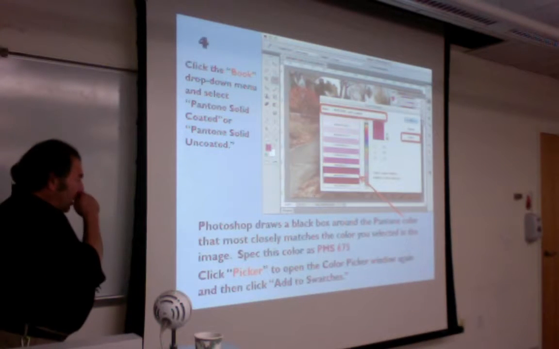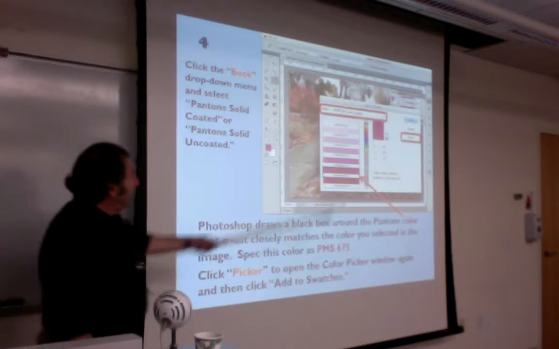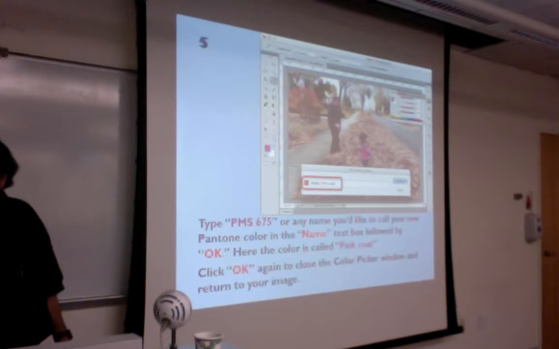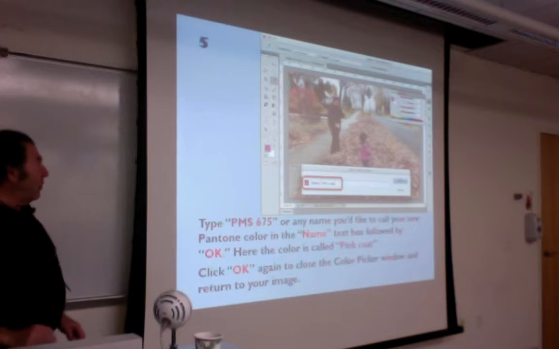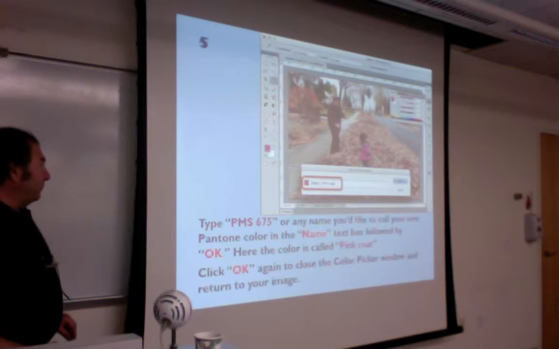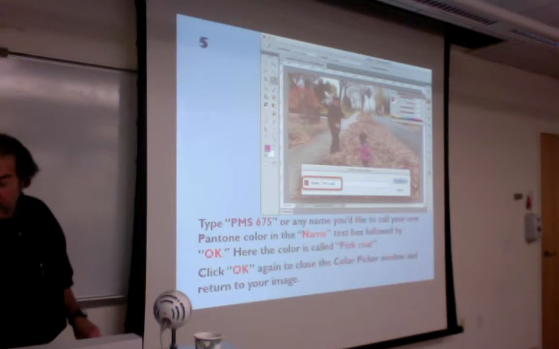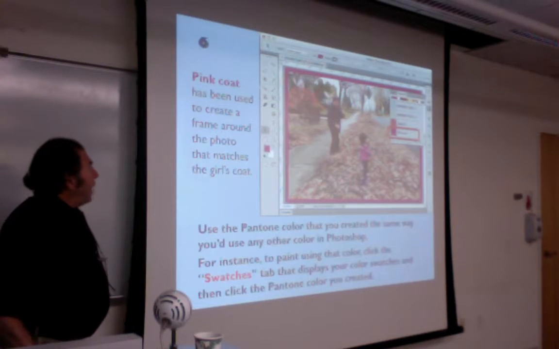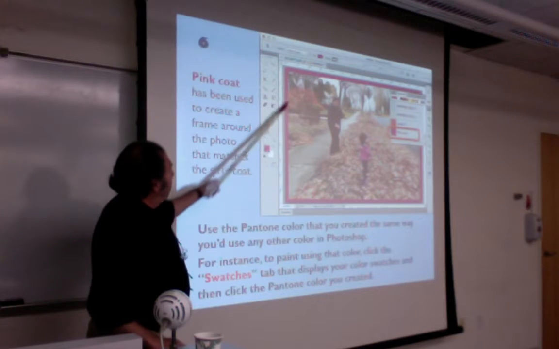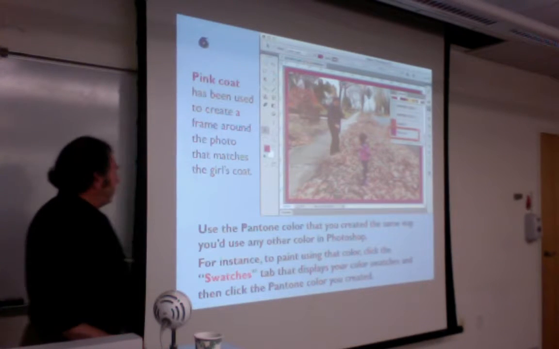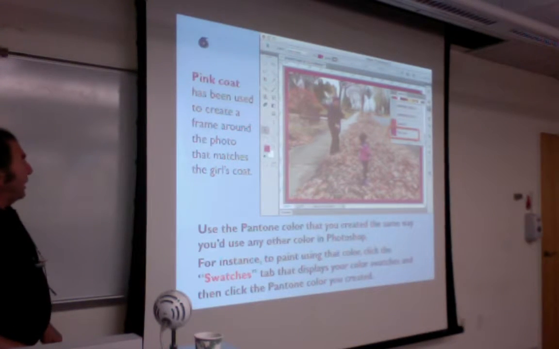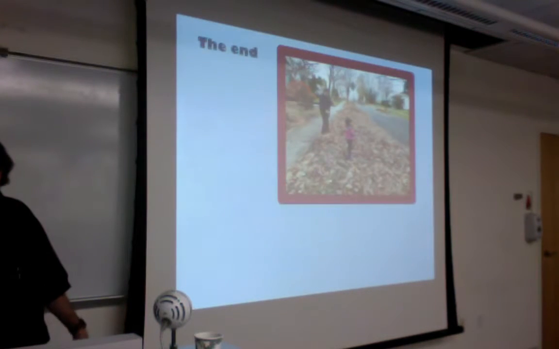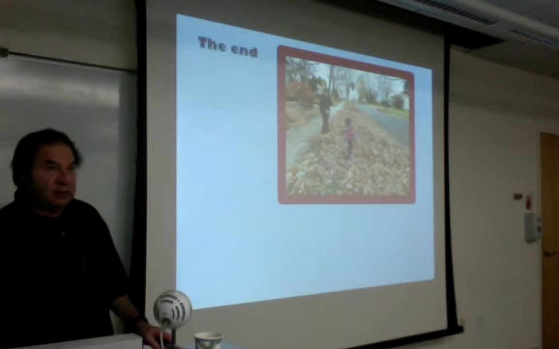Okay? You click on the picker, the little button over there, and then you can add to swatches, and there it is. Give it a name. I called it Pink Coat. Very original name. And there it is. It's in the swatches. So what I did was I created a border around the whole picture, a key line that matches the girl's coat. Ta-da! That's it. That's the end.